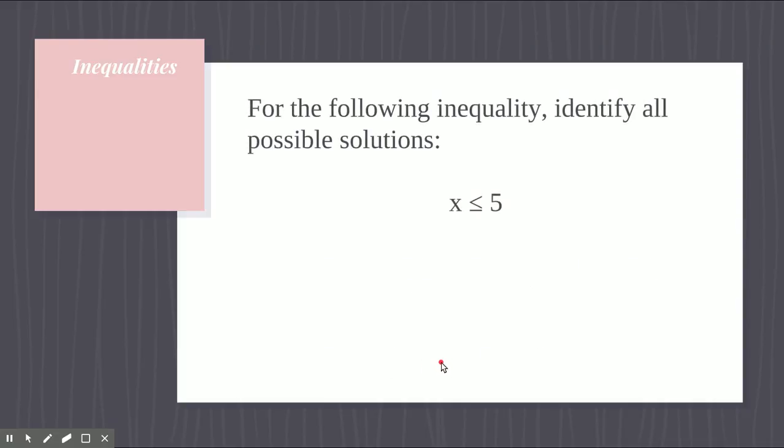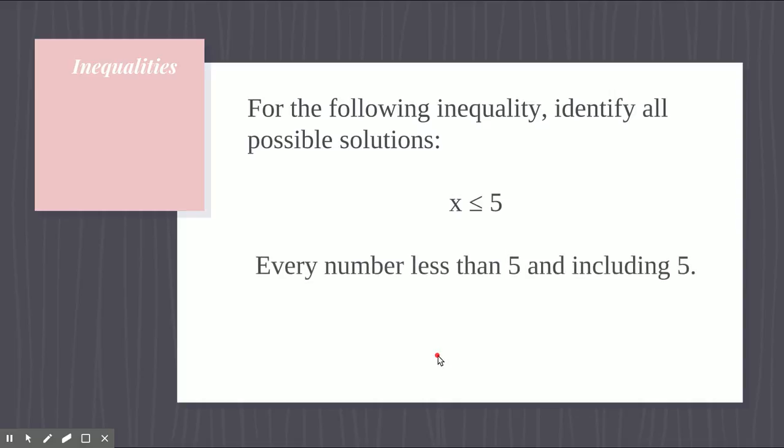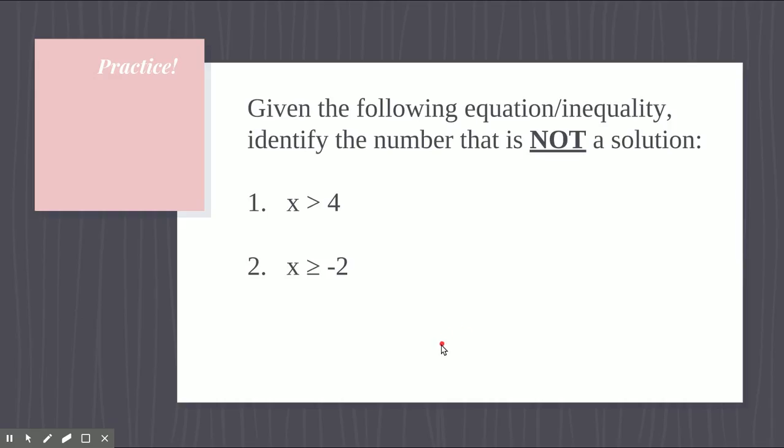And one more, x is less than or equal to 5. So this is almost the exact same as the last problem. The only difference now is that you've got the line underneath that less than symbol, which means it's less than or equal to. So that means that every number less than 5 is a solution, but 5 is also a solution now as well because of that line underneath the less than. So again, you end up with an infinite number of solutions. All right, take a second and solve this problem. You are going to identify the number that is not a solution for these numbers.